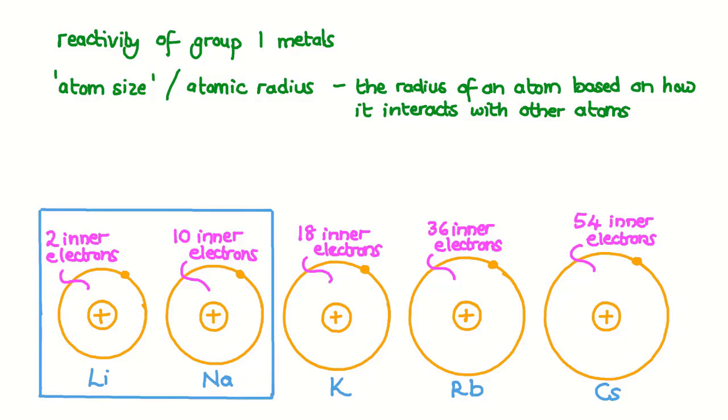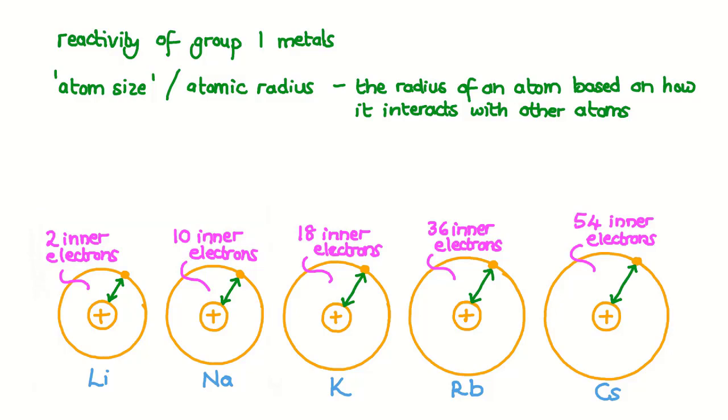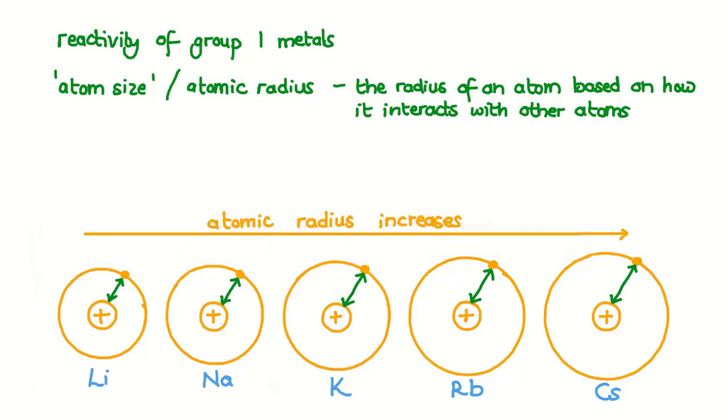Let's look closely at lithium and sodium as examples of this. If we look carefully, we can see that the distance between sodium's positively charged nucleus and its valence electron is slightly larger than the distance between lithium's nucleus and its valence electron. If we do the same for the other metals of group 1, we can see a definite trend in the atomic radius. Moving down the group, or in this case from left to right from lithium to cesium, we can see that the distance between the nucleus and the valence electron increases.